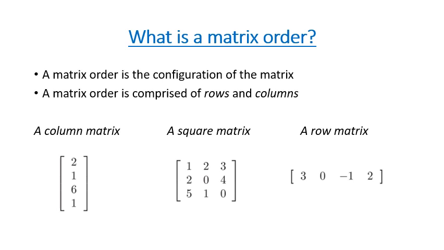So what is a matrix order? Now essentially a matrix order is the configuration of the matrix. Okay, so we talk about the rows and the columns. So a column matrix, okay, in our first example on our left, this is actually a 4 by 1 matrix because it's 4 rows by 1 column. Okay, we go rows by columns. So in our second one, we've got a 3 by 3 because it's 3 rows by 3 columns. And in our last row matrix, we've got a 1 by 4 matrix.